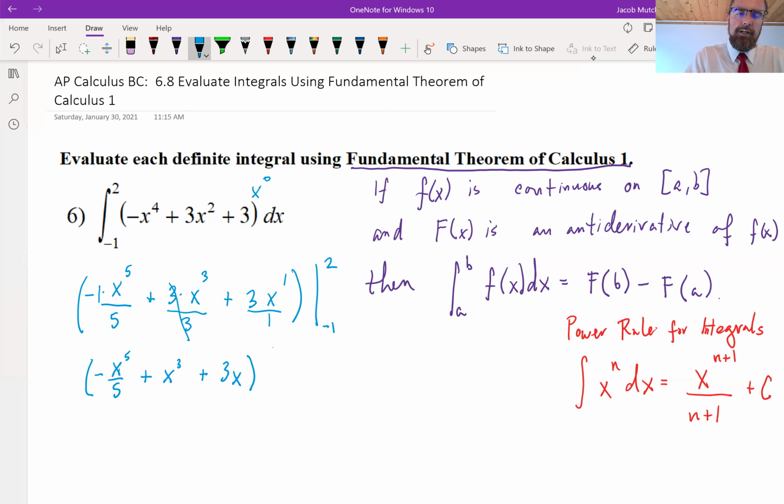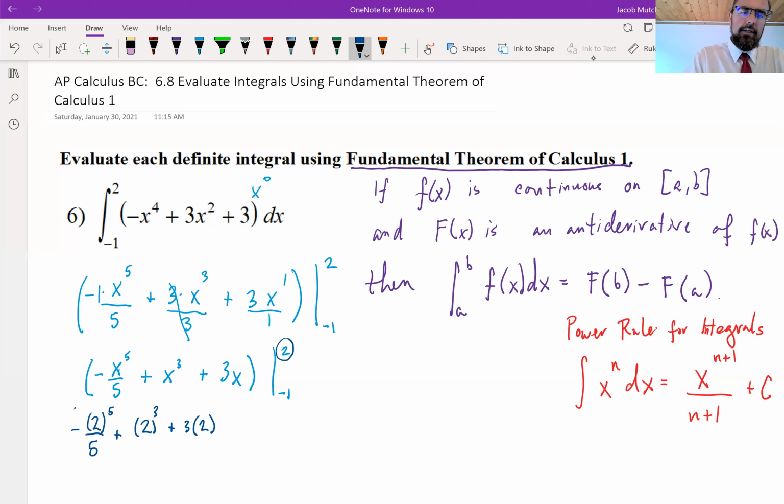And again, we're going to evaluate now using the Fundamental Theorem of Calculus 1 from -1 to 2. So we'll set that up using FTC1 here. I'm going to start off with F at b, capital F at b, which is really taking my antiderivative and substituting the upper limit of integration there. So that's going to become negative 2 to the power of 5 over 5 plus 2 cubed plus 3 times 2.